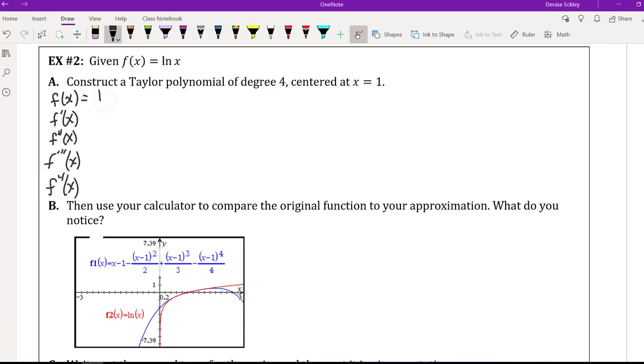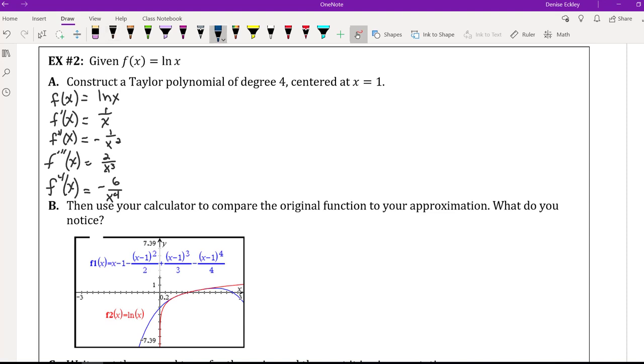Okay, so we know this is ln of x. And then we're going to have 1 over x, and then minus 1 over x squared. The next derivative is going to be 2 over x to the third. And then finally, the last derivative is going to be -6 over x to the fourth.